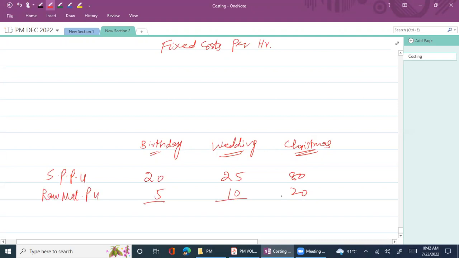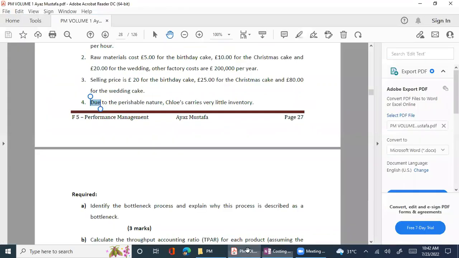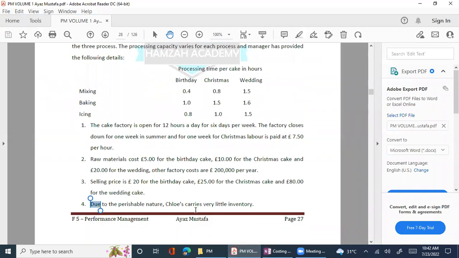So the throughput will be 15, 15, and 60. This is throughput per unit. And now we need to have the per unit time, and which time to be considered. Can you answer? Because there are 3 times, mixing, baking, and icing for every type of cake. So we need to consider the time of which department.